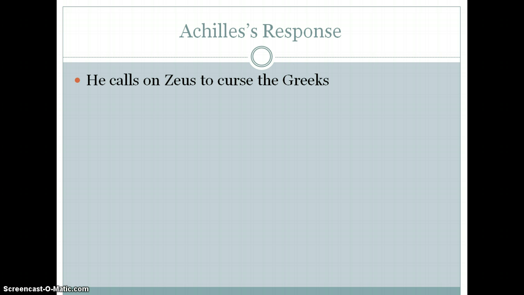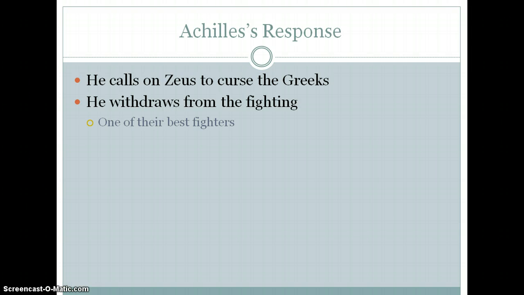Achilles' response to Agamemnon seizing his war prize is to call on Zeus to curse the Greeks. He also withdraws from the fighting. He's one of their best fighters, so losing his abilities on the battlefield makes it uneven because now there's no one to counter Hector, the man-killer, who is Troy's best fighter.